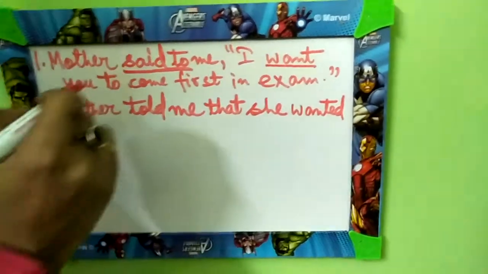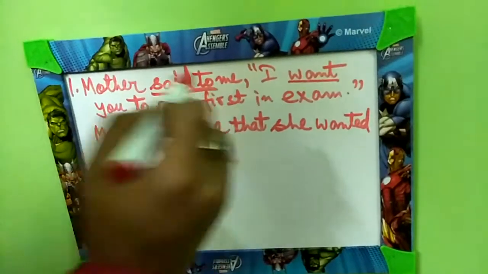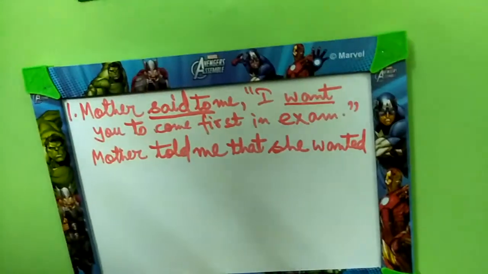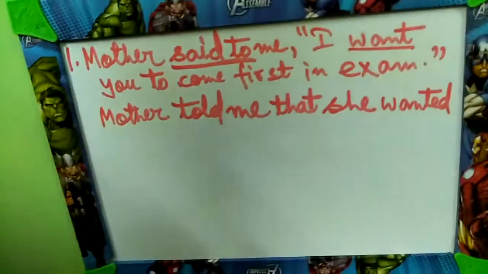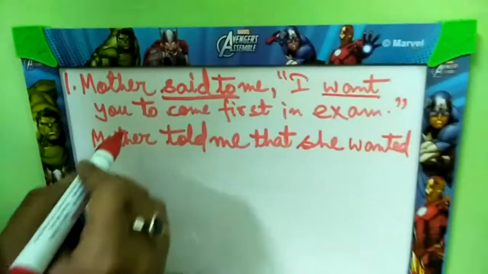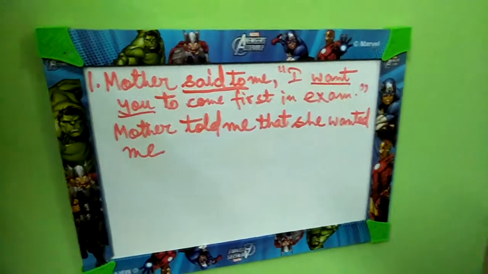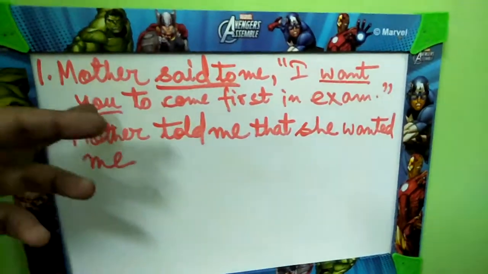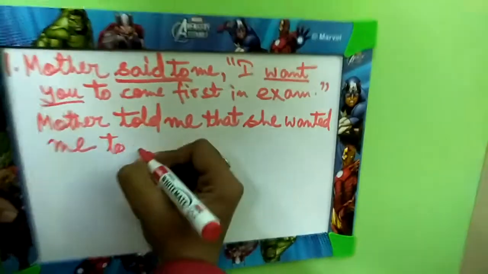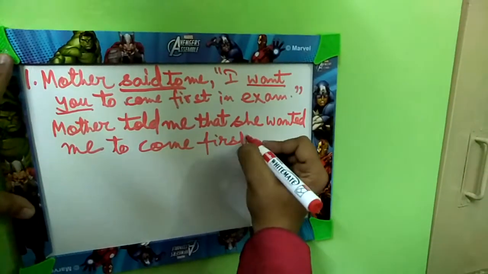Now you. Who is you in the inverted comma? See, the person spoken to. Mother is speaking to whom? Means to whom is mother speaking? Mother is speaking to me. So you means she is telling me. So you will become me, because when mother is talking to me, she is using you to call me. Now when I am writing it in indirect speech, you will become me. To come first in exam.